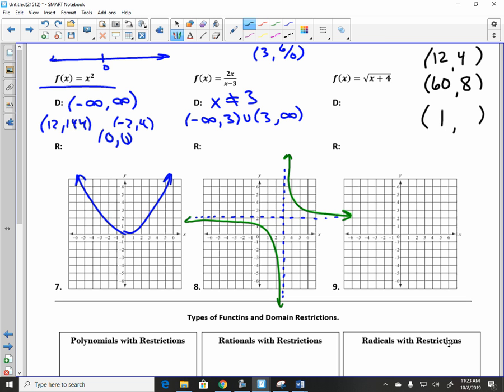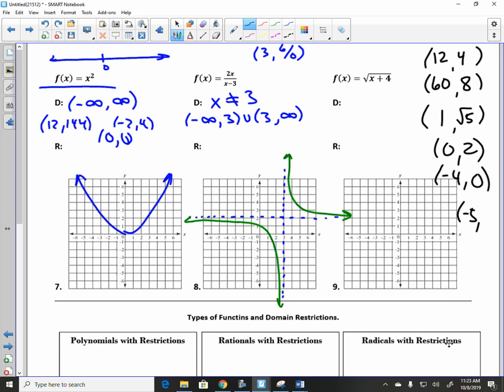How about 1? Can I plug in 1? You can, square root of 5. There's nothing wrong with the square root of 5. You can plot that. How about 0, Jack says? Sure, square root of 4 is 2. How about -4? If you plug in -4, what do you get? 0.